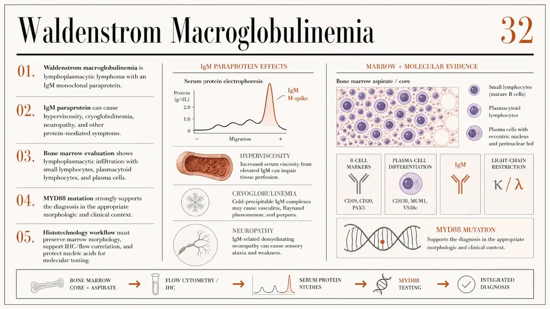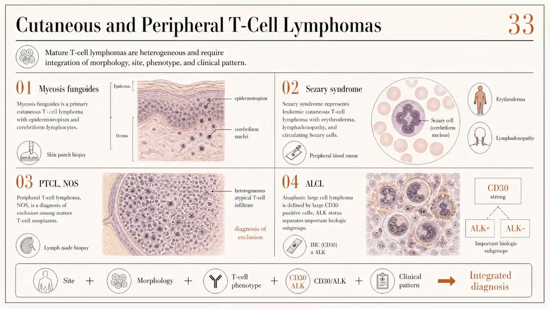With this foundation on Waldenstrom macroglobulinemia, we will next explore cutaneous and peripheral T-cell lymphomas, which present distinct histopathologic features and diagnostic challenges within the spectrum of mature lymphoid neoplasms. This progression will further deepen our understanding of lymphoma biology and the critical role of histotechnology in hematopathology. As we transition into the complex realm of cutaneous and peripheral T-cell lymphomas, it is essential to appreciate how these entities challenge both diagnostic pathology and histotechnology workflows.